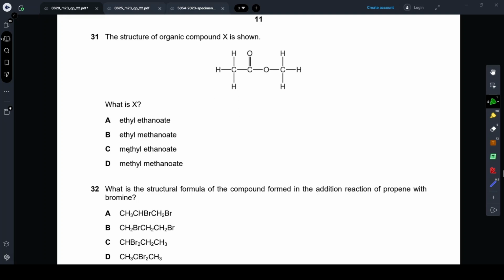I'm going with B. Okay, so the naming is confusing, right? When you're drawing the structure, you draw the acid part first and the alcohol part second. But when you're naming it, you name the alcohol first and the acid second. So the alcohol is 1 carbon, that's methyl, and the acid is 2 carbons, so that's ethanoate.